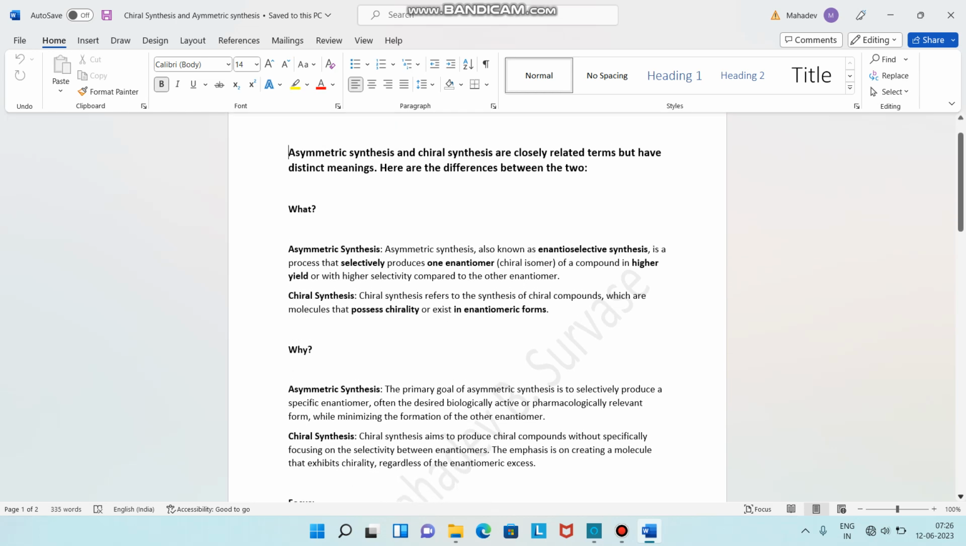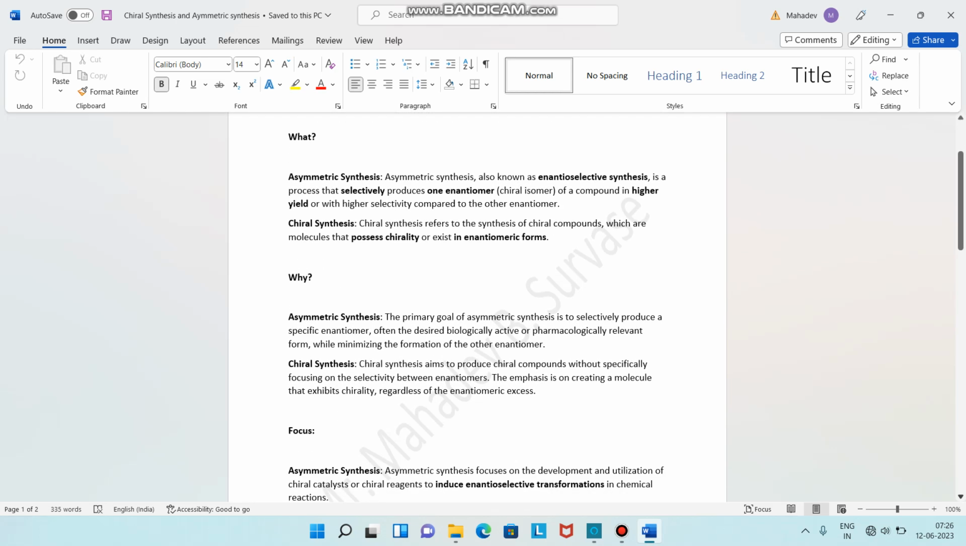Then the second thing is why. Why is their synthesis known as asymmetric synthesis and chiral synthesis? In asymmetric synthesis, the reason is to selectively produce a specific enantiomer. As we can see here, what is done in asymmetric synthesis, one enantiomer is selectively prepared in higher concentration. So this is the aim.